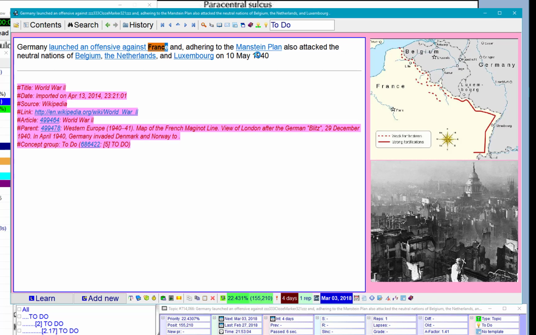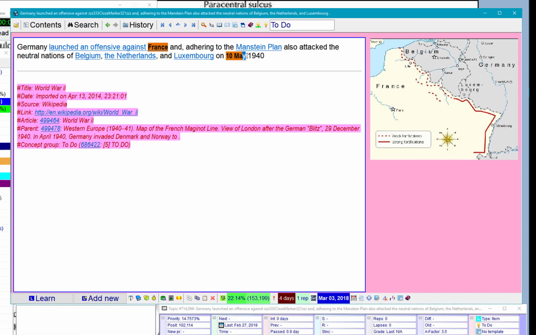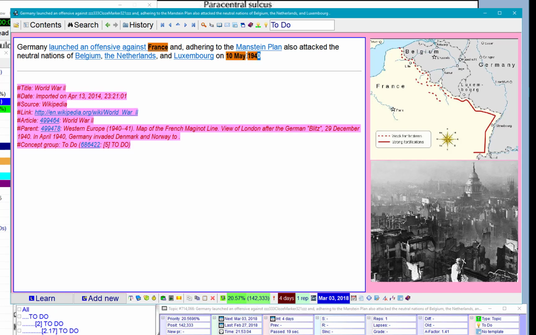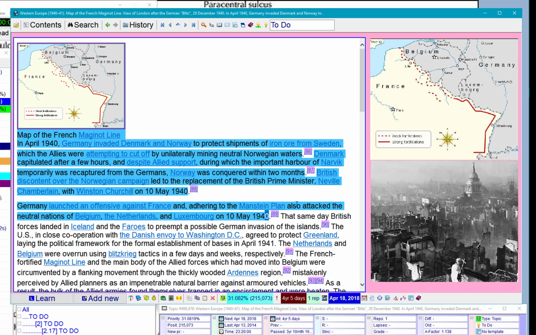Adhering to the Manstein Plan, it also attacked the neutral nations of Belgium, Netherlands, and Luxembourg. Oh, May 10th, same day. Same day, so maybe I will remember May 10th, 1940. Okay. What next? The same day. That was a day of events. Germany, the same day, forced landings in Iceland and the Faroes, preparing a possible German invasion of the islands. Okay. I'll learn that some other time.